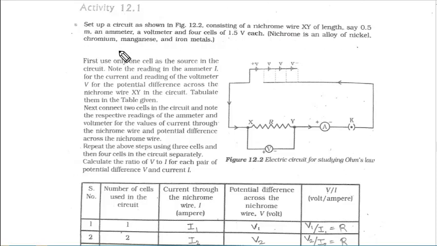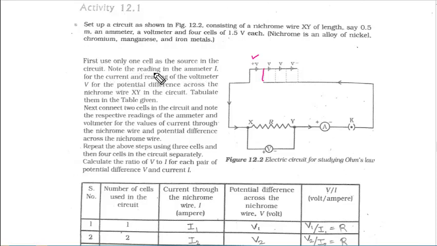Nichrome is an alloy of nickel, chromium, manganese and iron metal. So this wire, this is our nichrome wire. First use only one cell as the source in the circuit. That means first we will connect the circuit here. Okay, this one here only we will use this particular cell. Clear?